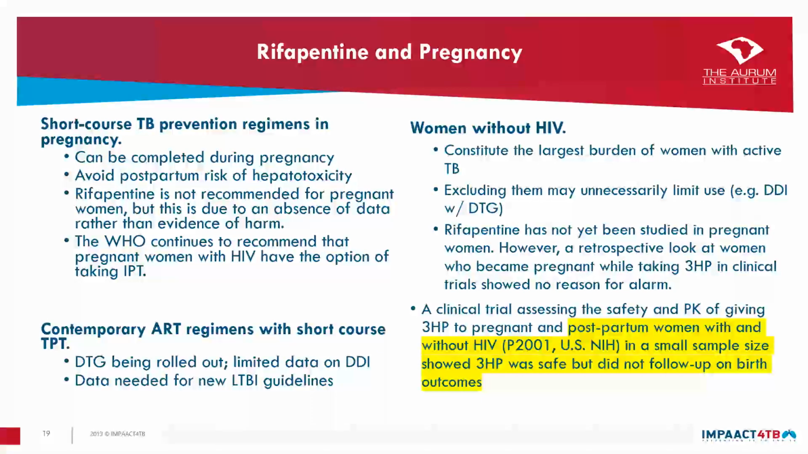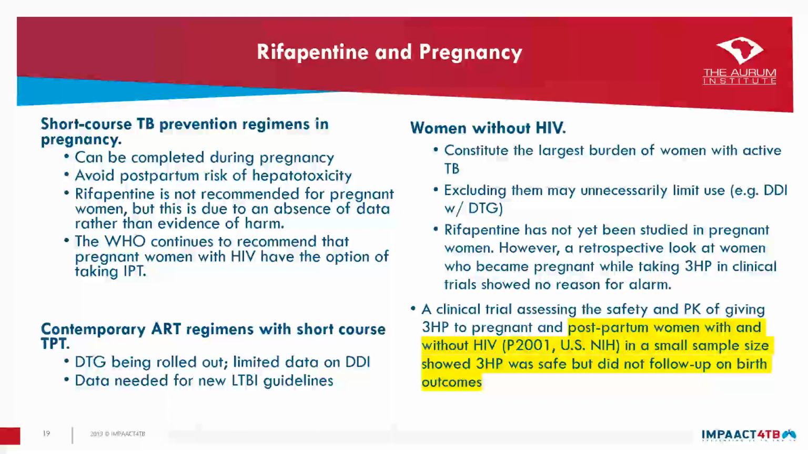And then the other risk group we are looking at are pregnant women. And as you would know, the highest TB risk for a woman is during pregnancy and immediately postpartum. Maternal tuberculosis can result in poor pregnancy and infant outcomes, including neonatal TB. And the challenge is that there's unclear guidance on TB preventive treatment in pregnancy because there's very limited data. And we do know that the short-course TB preventive regimens in pregnancy can be completed during pregnancy and could really avoid postpartum risk of hepatotoxicity.